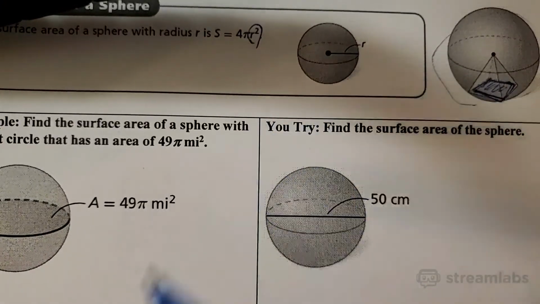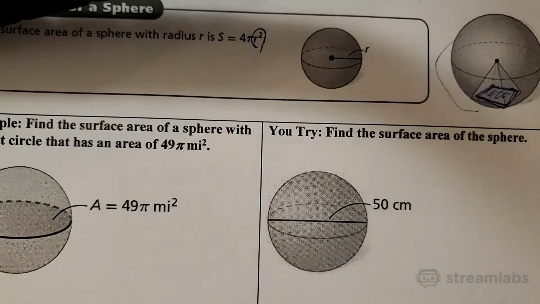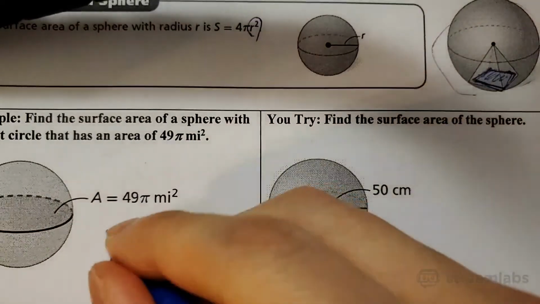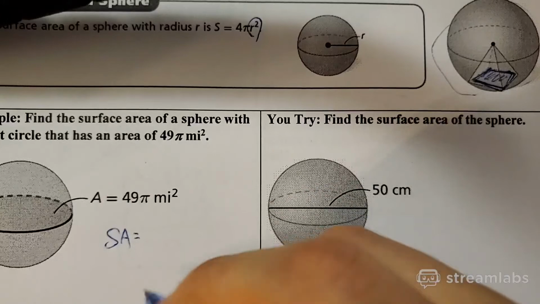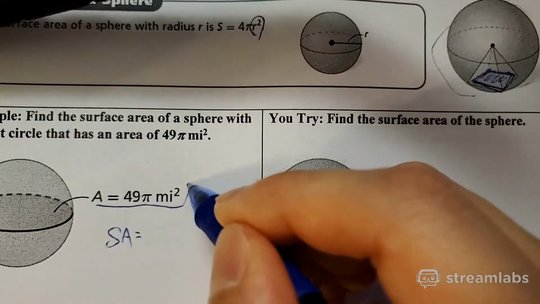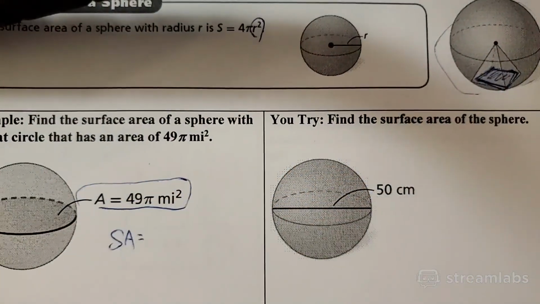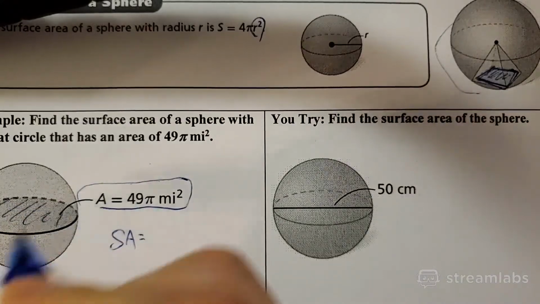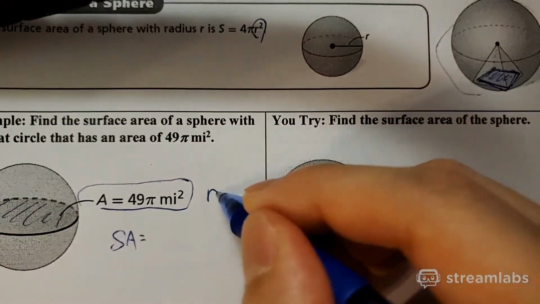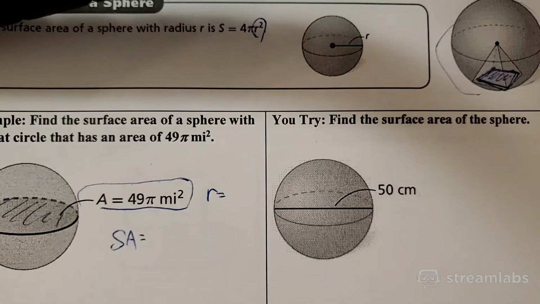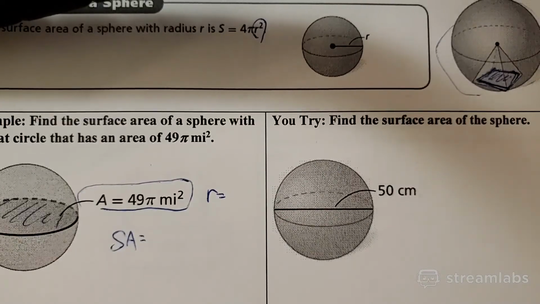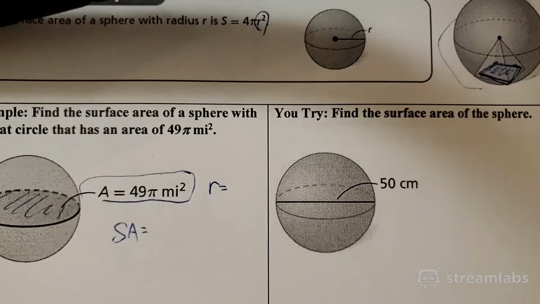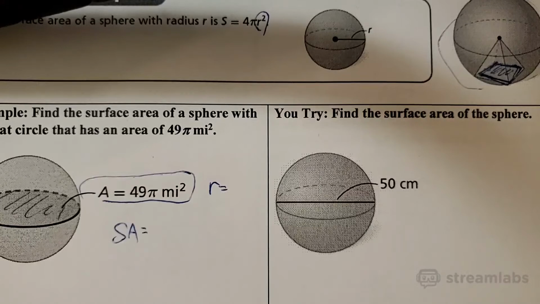4 pi r squared. So find the surface area of this one. They tell you the area of this circle is 49 pi. So what's the radius then? What is the radius?